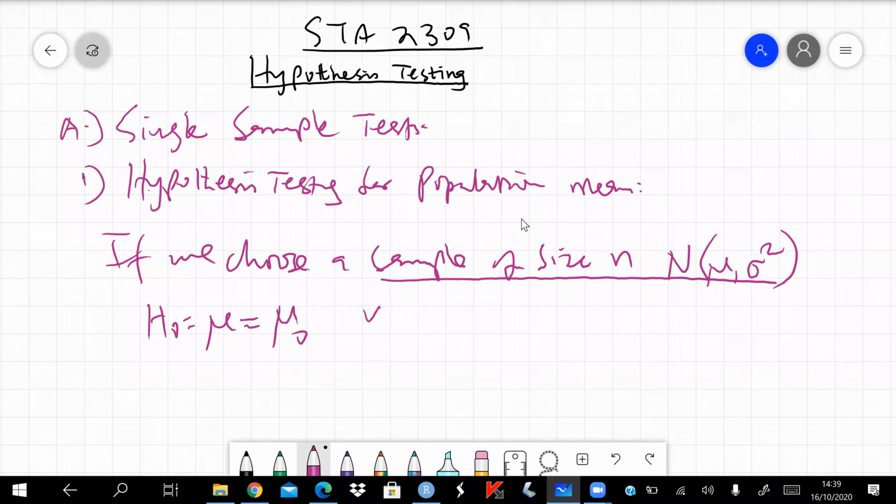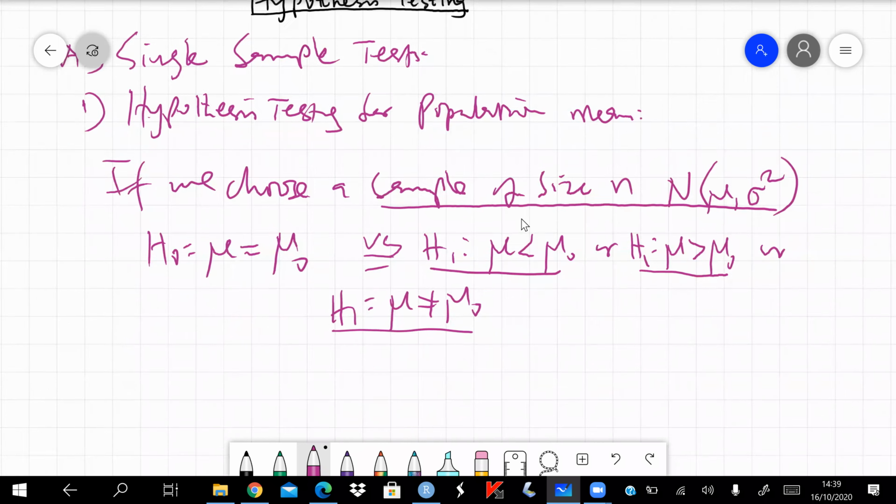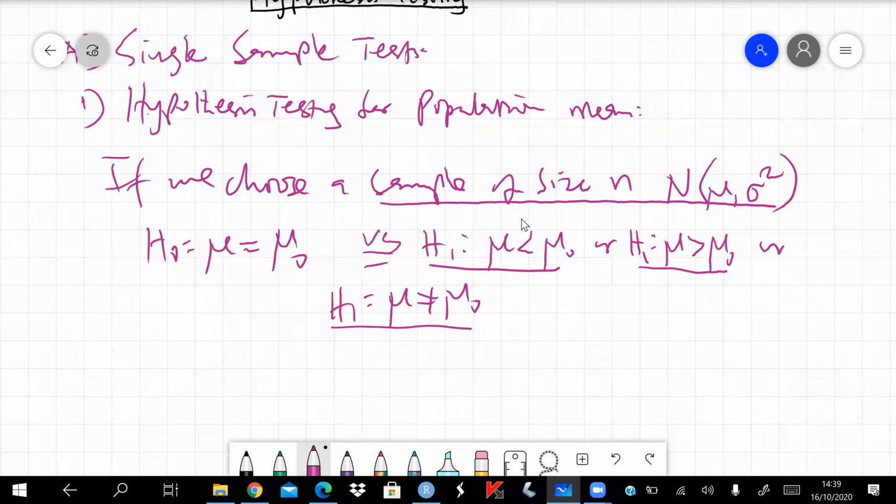So you can test this against H1, which says either mu is less than mu naught, or mu is greater than mu naught, or mu is different from mu naught, where the first scenario is a lower tail test, the second is an upper tail test, and the last is a two tail test. So when testing this kind of hypothesis, there are two scenarios. Number one, sigma is either known or unknown.